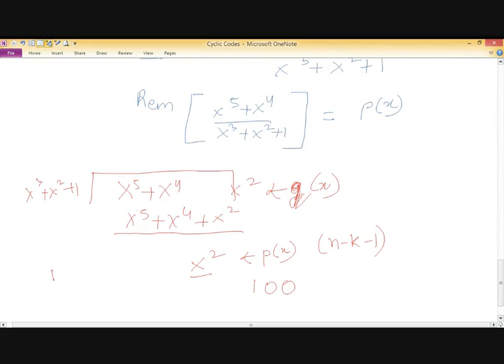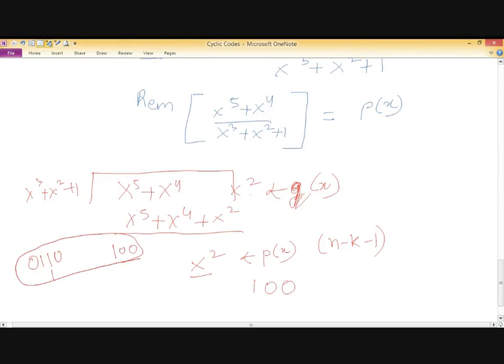So my code word will be, going back, see, the data was 0 1 1 0 and the parity bits are 1 0 0. Combining them, I will be getting 0 1 1 0 1 0 0.